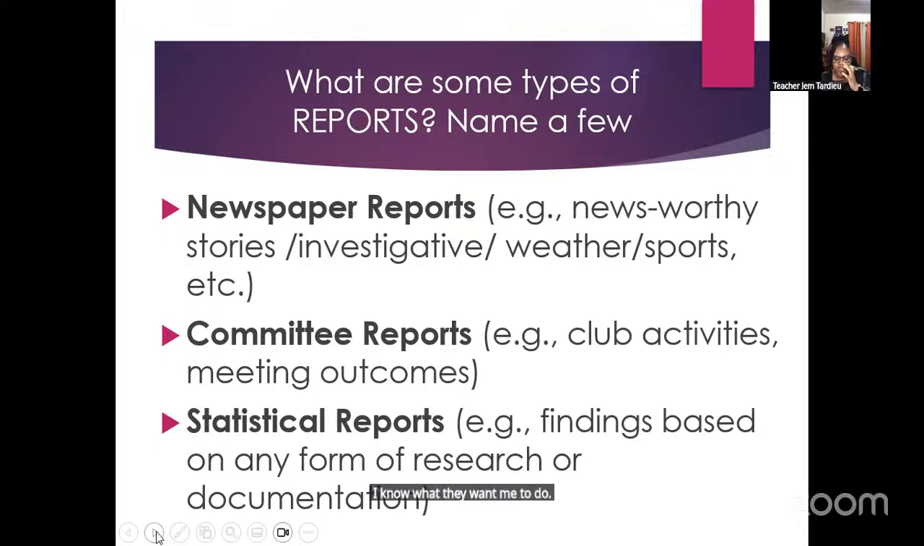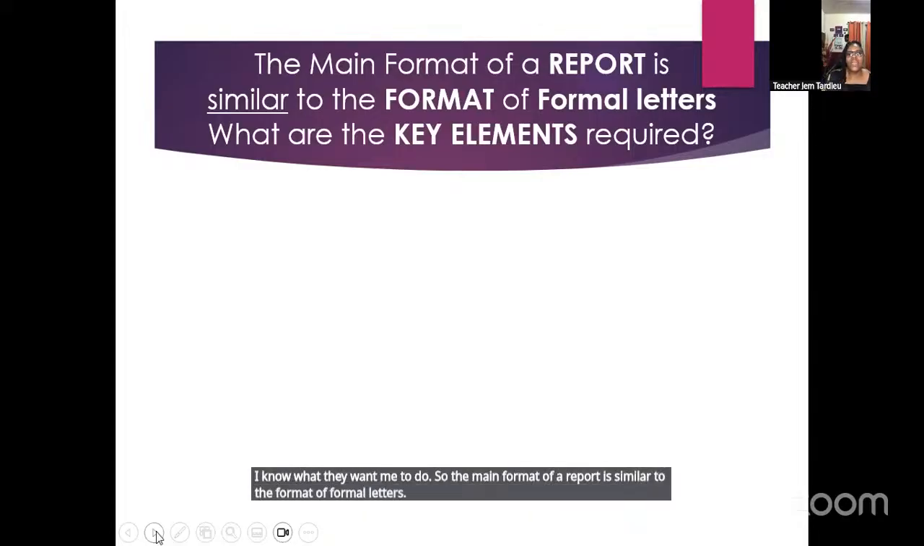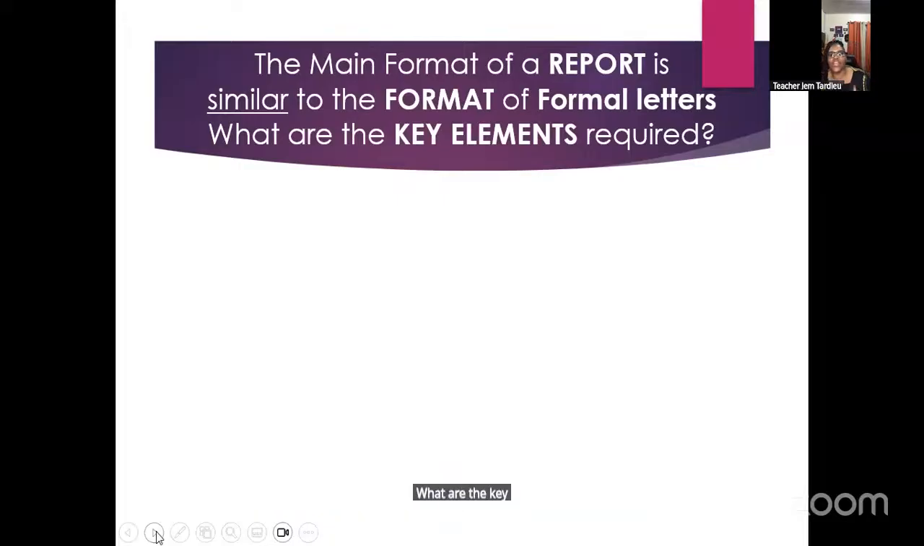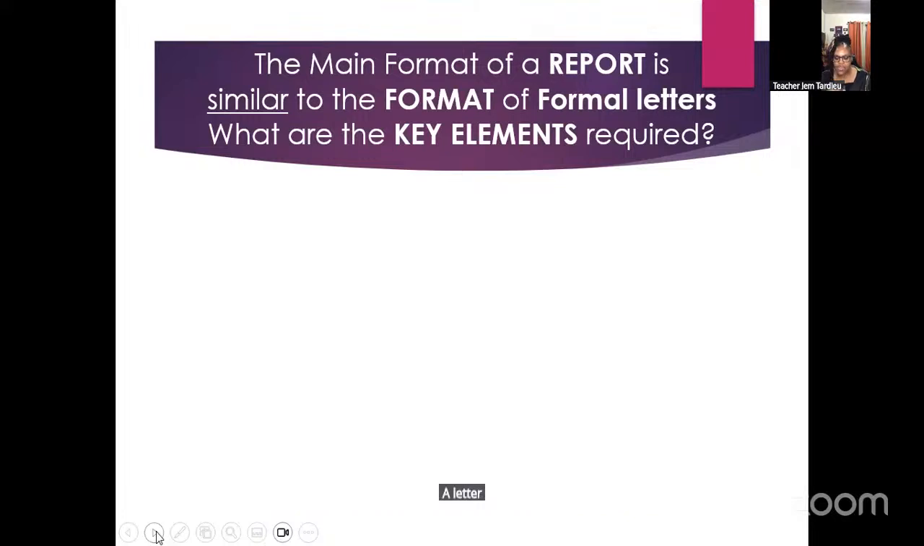So the main format of a report is similar to the format of formal letters. What are the key elements required when you're writing a formal letter? So when you're writing a letter, you have to have a certain address. So could you name some of the parts that is necessary when you begin writing a letter? Anybody? Raise your hand, use the raise hand icon. What do we need?